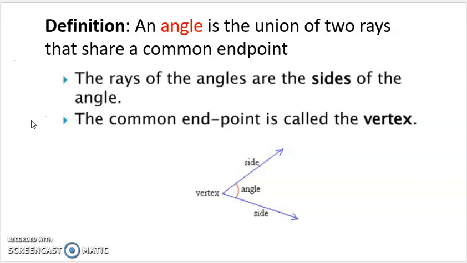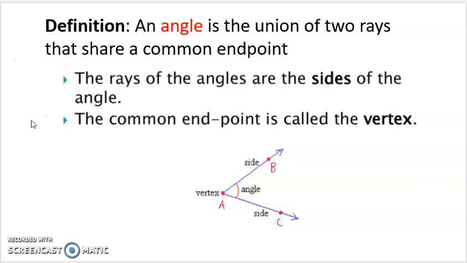So in this figure below we have two rays, which I'll give some names. We'll say ray AB and ray AC. And they share a common endpoint, which is point A. The rays that form the angle are called the sides. The common endpoint is called the vertex.